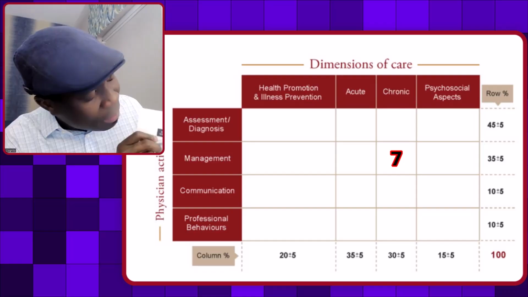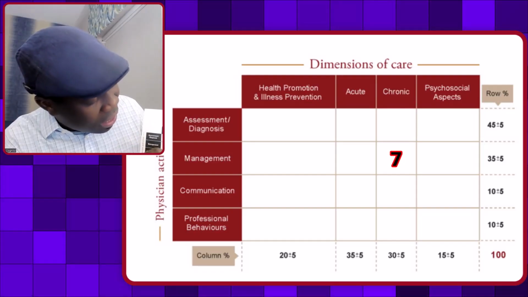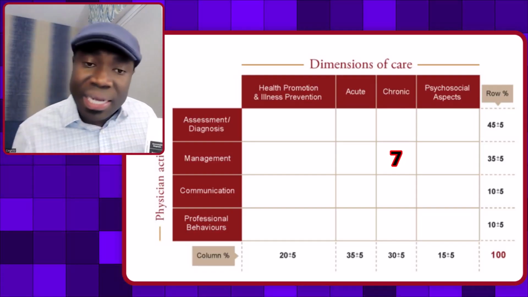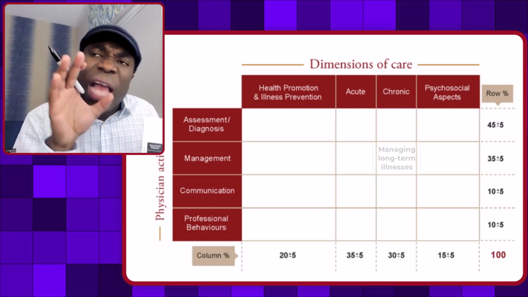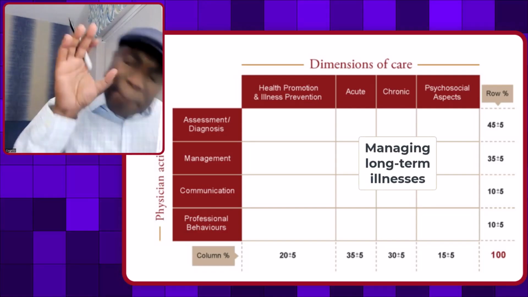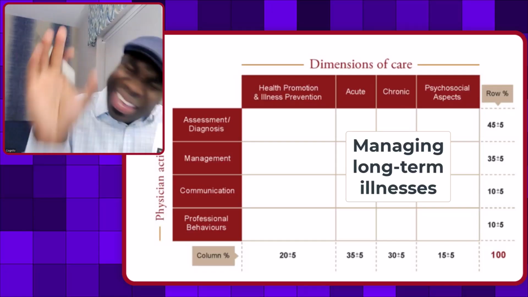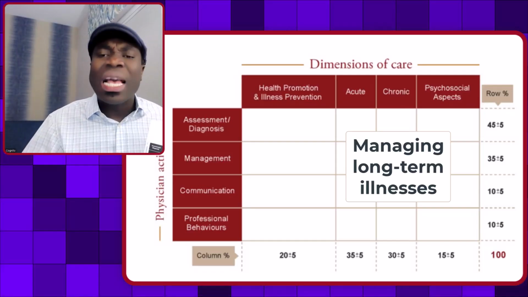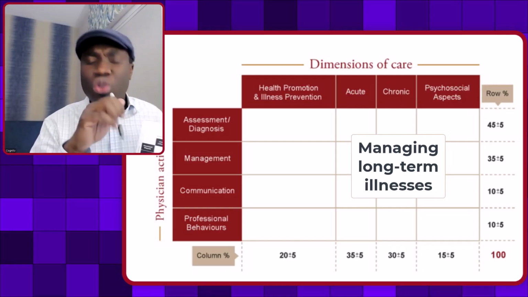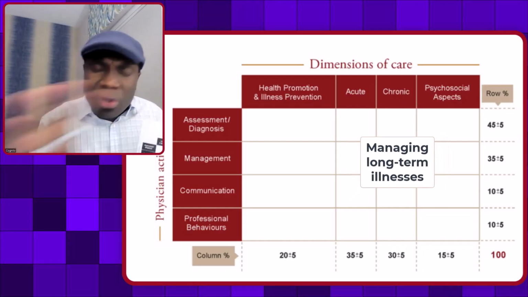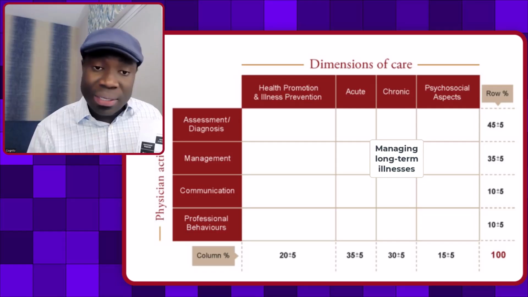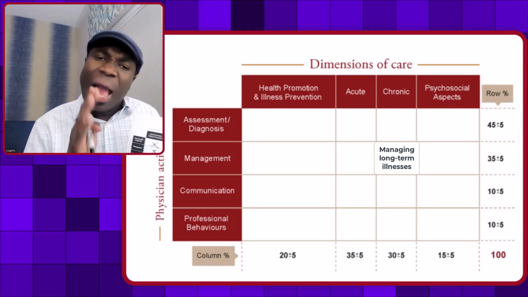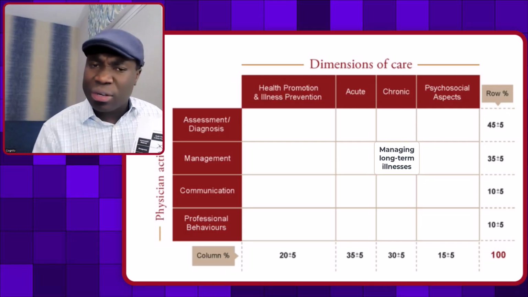Number 7 is a meeting point between chronic conditions and management. So this is what I say. I call box 7 managing long-term illnesses. How many questions should you expect? Based on the way the questions have been set and distributed, I'm expecting about 23 to 25 questions.